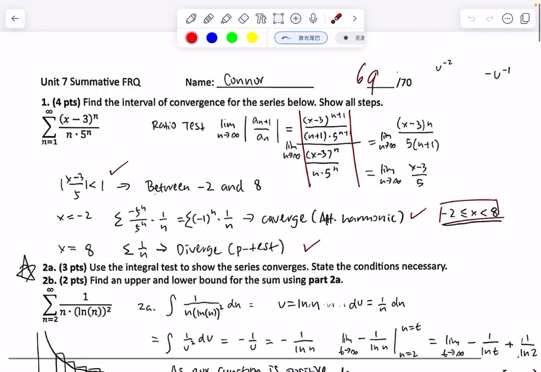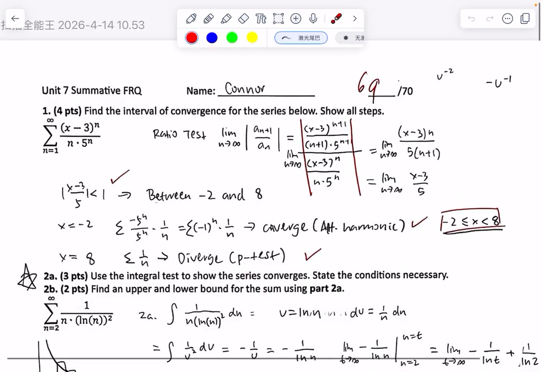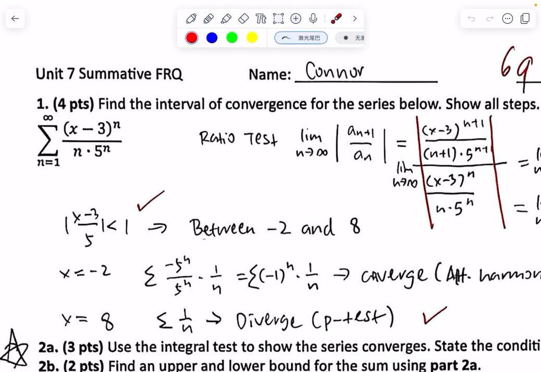Problem 1, find the interval of convergence for the series below and show all steps. So, to find the interval of convergence over here, you want to use the ratio test, right? Because you have a power of n here and a power of n here. So using the ratio test would mean that they cancel out really easily.